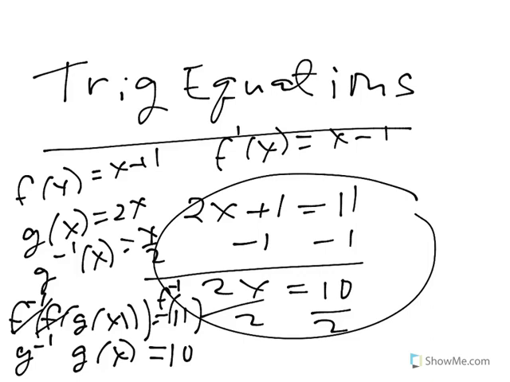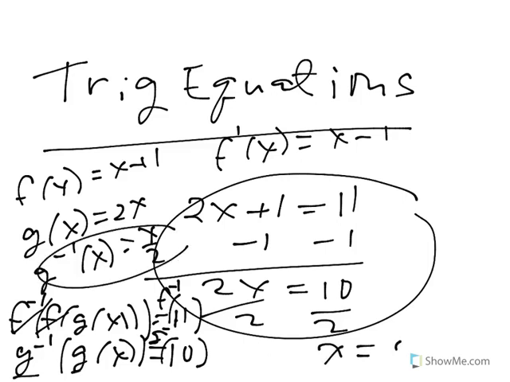And then we do the g inverse of both sides, which ends up g inverse of g of x is x, and g inverse of 10, where g inverse is x over 2, is 5. So trig equations are based on inverses, and in the last lesson we looked at inverses, so let's see how this works.